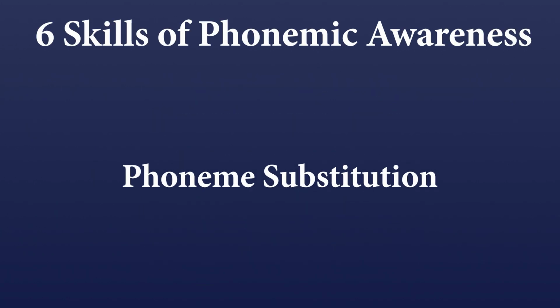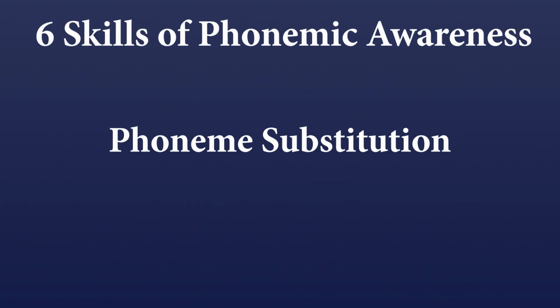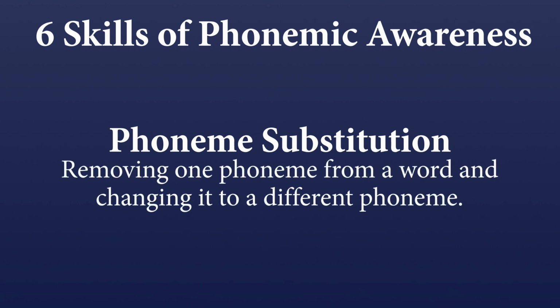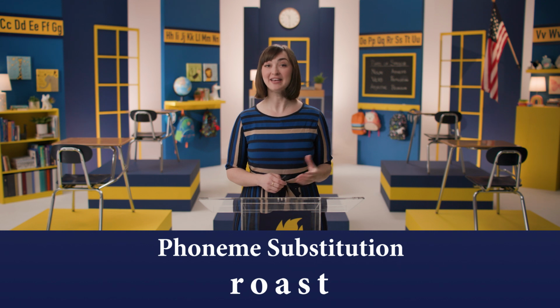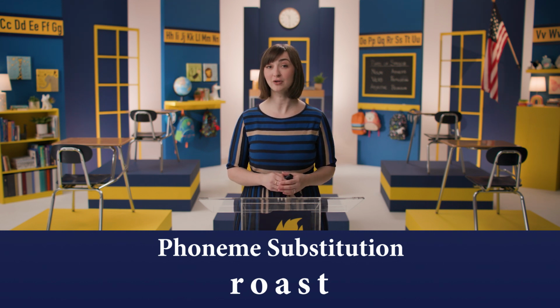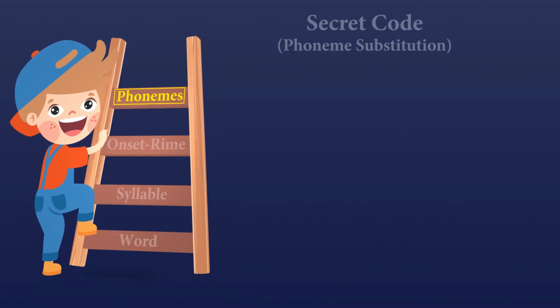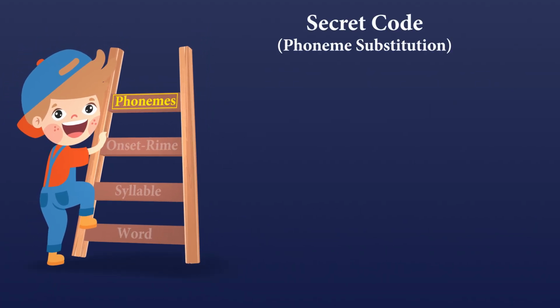The next skill is phoneme substitution, which is the most challenging skill in this progression. It involves removing one phoneme from a word and changing it to a different phoneme. For example, say roast. Now say roast, but instead of r, say t. What word do you have? Toast. Let's bring back the game Secret Code for this advanced skill.